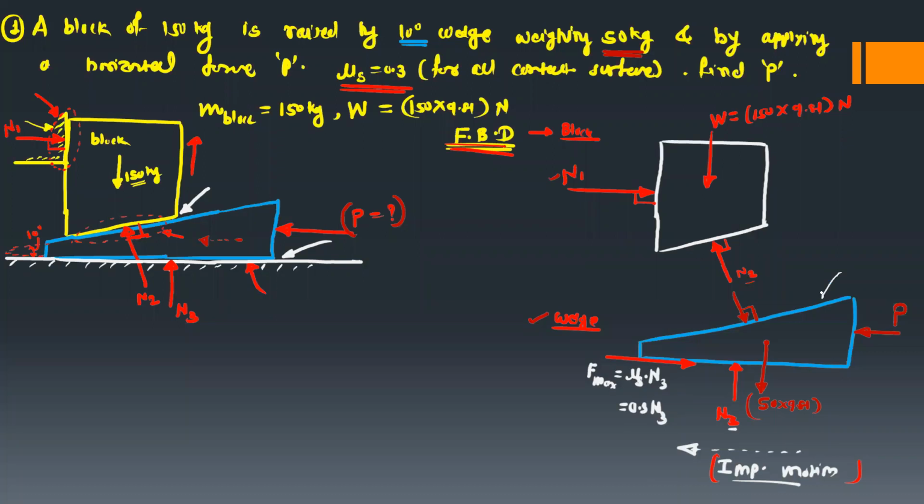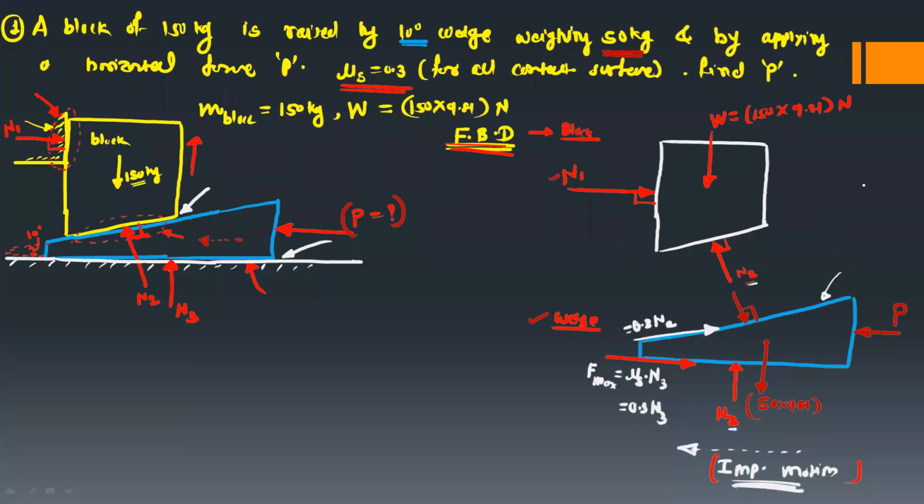Again, at this contact surface, there will be a friction force and it is along this plane. So we will show that friction force like this, which is along the plane. And this friction force is equal to 0.3 times the normal reaction N2. So both these friction forces are acting exactly in the opposite direction to the impending motion.